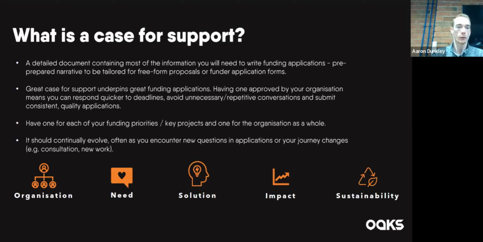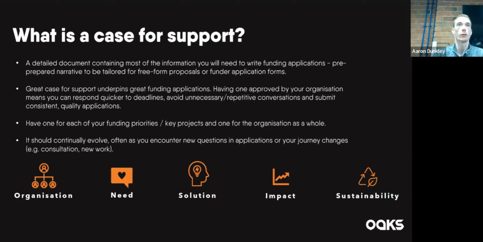You ask yourself some key questions and prepare narrative around them that you can then adapt for the applications you write. That makes it easier, more efficient and quicker to jump from one application to the next alongside all the other busy things you're doing. If you can get one approved by your organization, you can respond quicker to deadlines and avoid unnecessary repetitive conversations with colleagues if you're writing about certain projects. If you've got the time, it could be useful to have one for your organization as a whole.